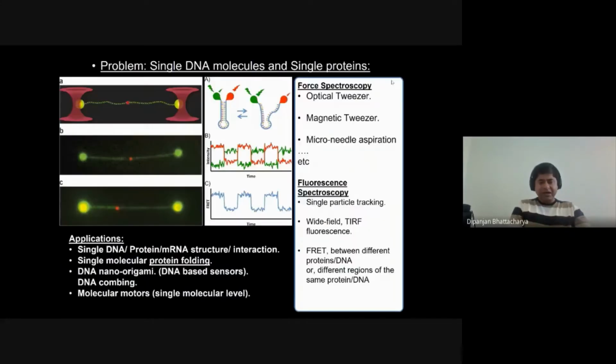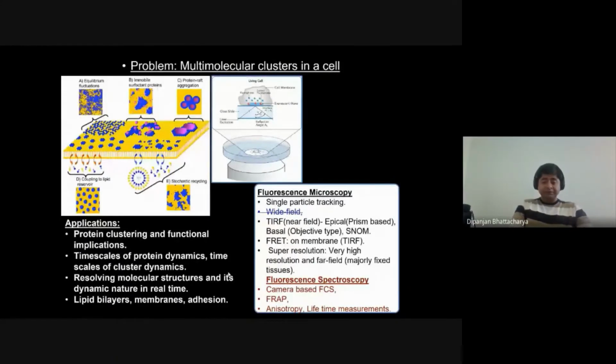So I tried to think of different kinds of problems. What kind of methods are generally used at the single molecular level, like DNA, protein, all these cases? We can use force spectroscopic methods. There are certain fluorescent methods, and applications maybe. Then there are things particularly on the plane. What methods can be useful, like molecular clusters on a cell membrane and other things. So from the video, you can take this, go through the details, and please feel free to email me if you have any question later.